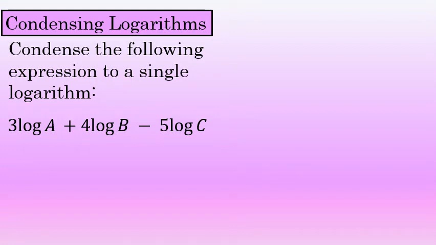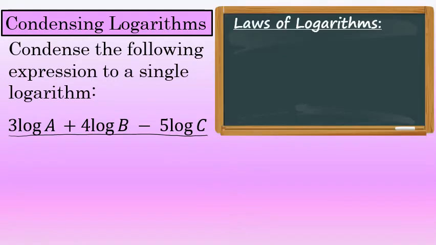Condense the following expression to a single logarithm: 3 log a plus 4 log b minus 5 log c. We're looking at a logarithmic expression here with 3 terms. We're going to condense this to a single term involving a single logarithm. This will be accomplished by using the laws of logarithms.